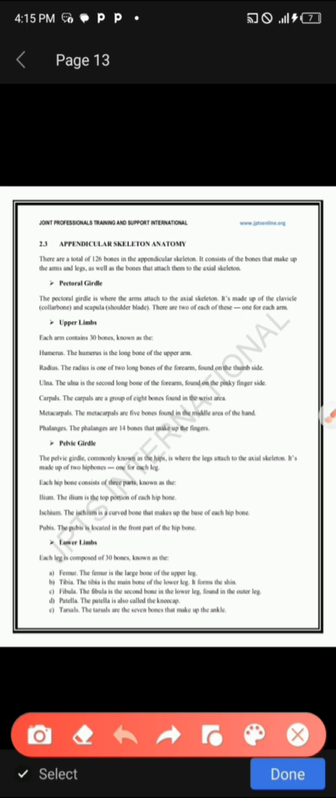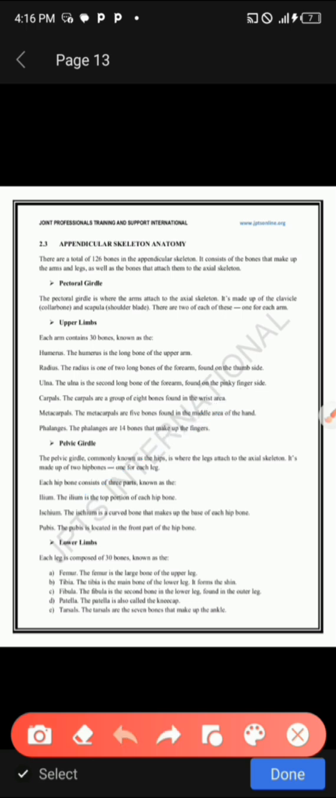Upper limbs. Each arm contains 30 bones, known as the humerus. The humerus is the long bone of the upper arm. Radius. The radius is one of two long bones of the forearm, found on the thumb side. Ulna. The ulna is the second long bone of the forearm, found on the pinky finger side.